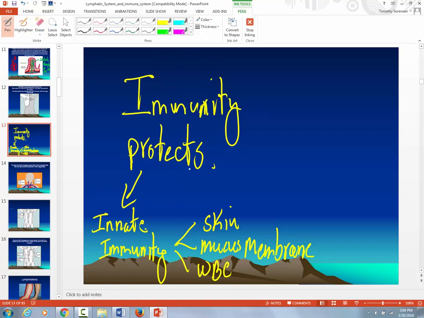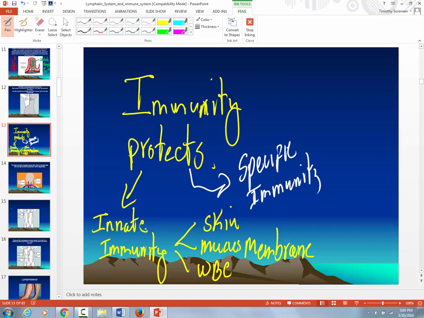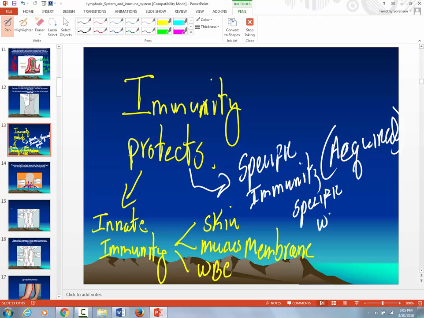Then you have what's called specific immunity, or what's called, how do you spell acquired? A-C-Q? Acquired immunity, right? That means that you have to be exposed to something in order to get immunity to it. Who's with me? And that specific immunity deals with specific white blood cells. This you are not born with.